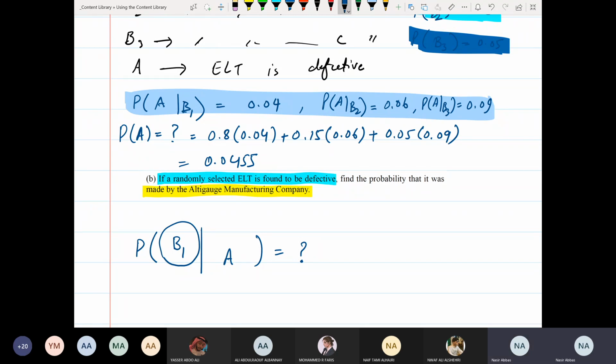Muhammad Faris, is this right? Yes, this is right.